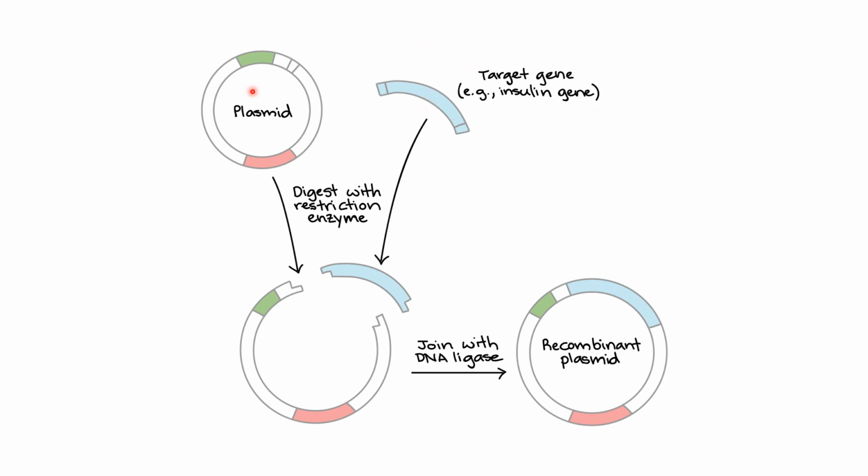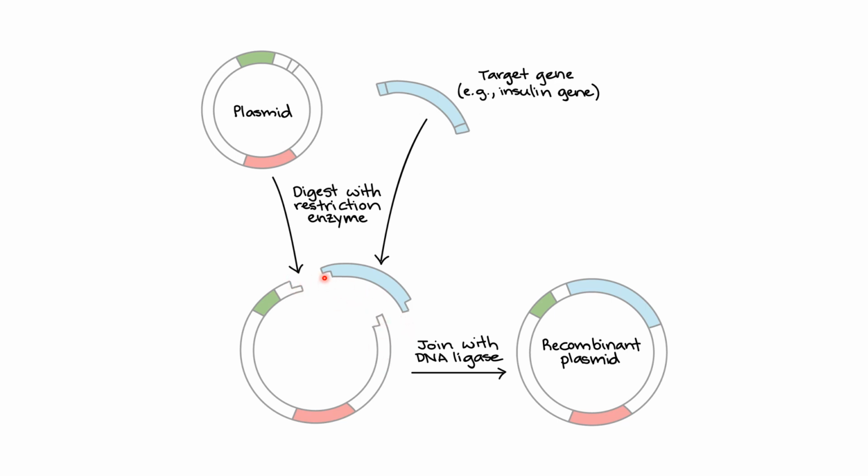So you cut open the plasmid so that you can make complementary ends using the restriction enzyme. Again, it's the same one which is used to cut the gene of interest, for example, insulin, which can now bind in this region. Why? Because they are complementary ends.